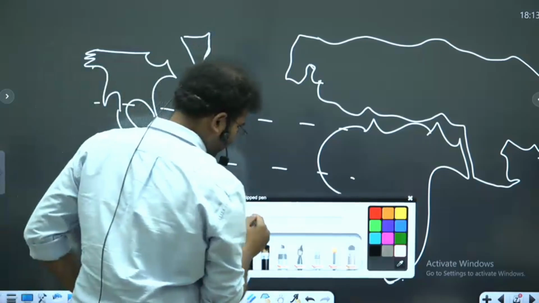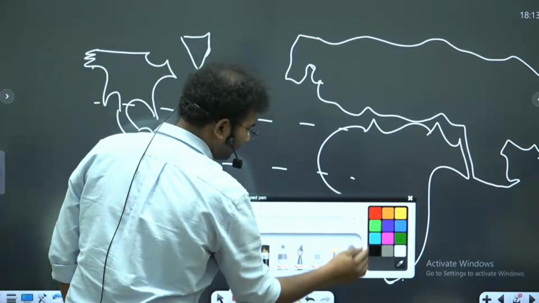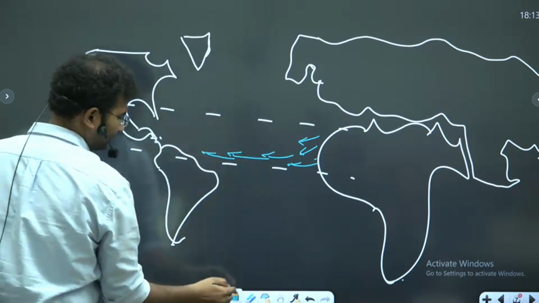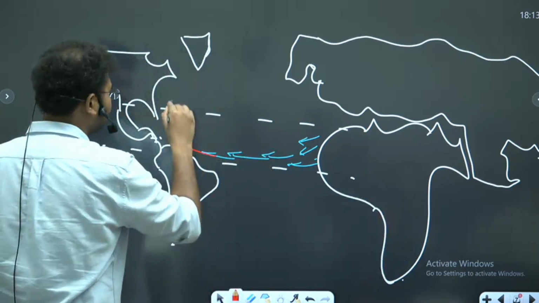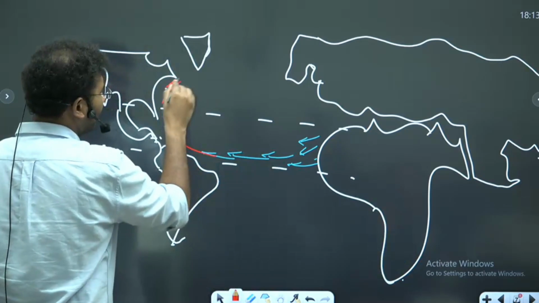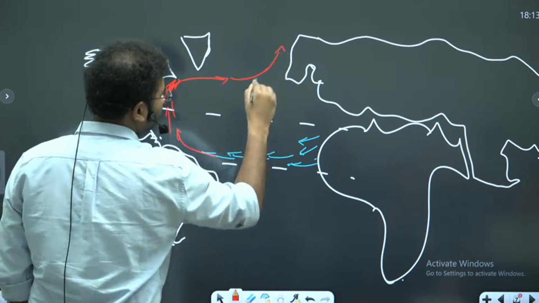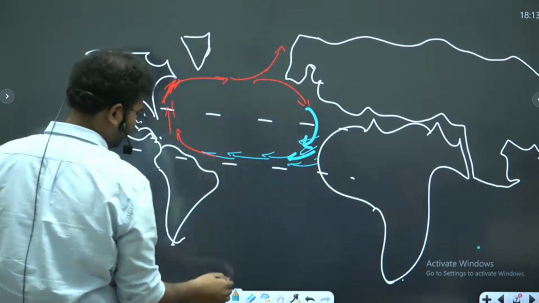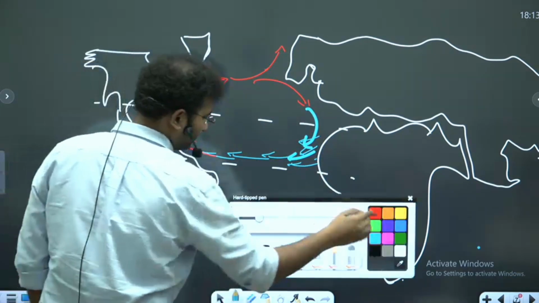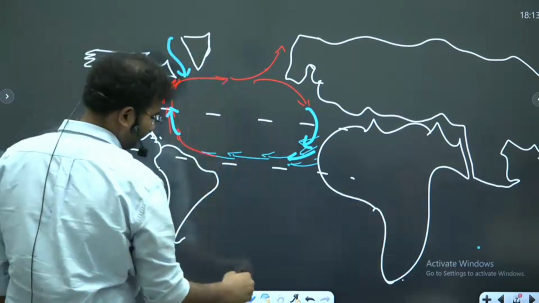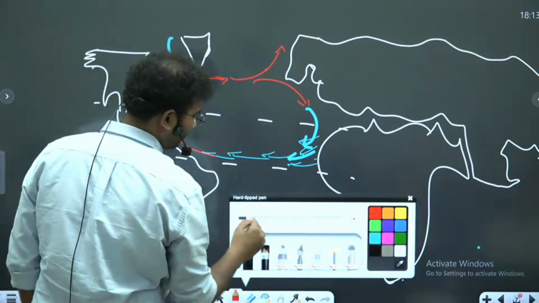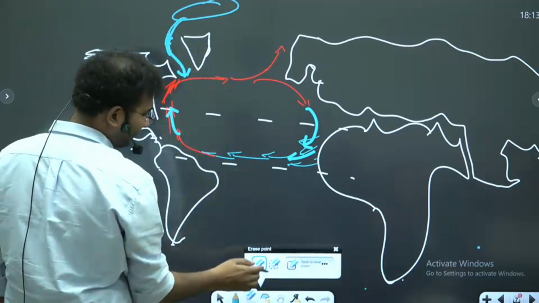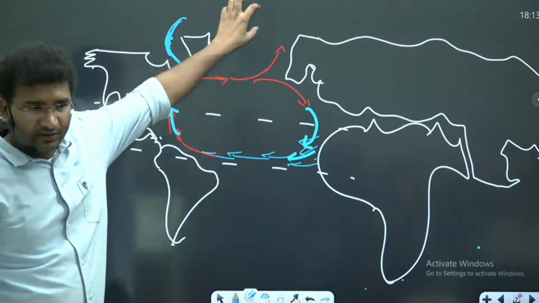Look here. Now let's quickly draw this. See, here you have cold water. And as soon as this cold water comes, this becomes comparatively warm water. Now why is this water coming towards this? Because of the factor that there is cold polar water and warm water.